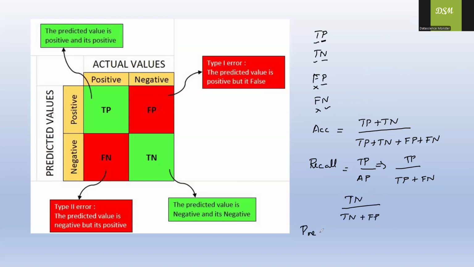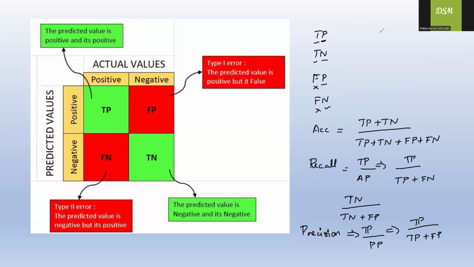The last one, precision. Out of predicted positives, how many are true? Which means TP divided by TP plus FP. If you write for negative, TN divided by TN plus FN.